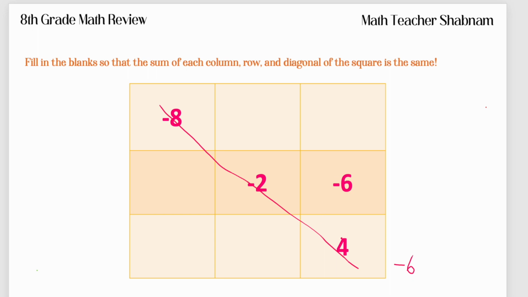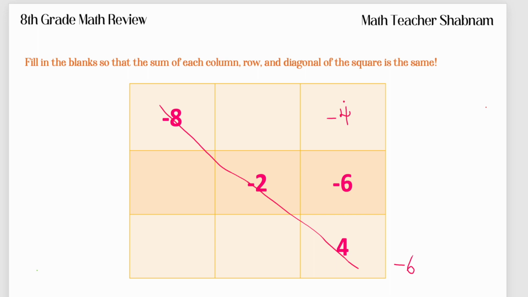Since I already have two numbers in my third column, I'm going to start there, because there is no place or space for making any errors. 4 and negative 6 is negative 2. To get to negative 6 from negative 2, I need only another negative 4. The third column is now fully done.